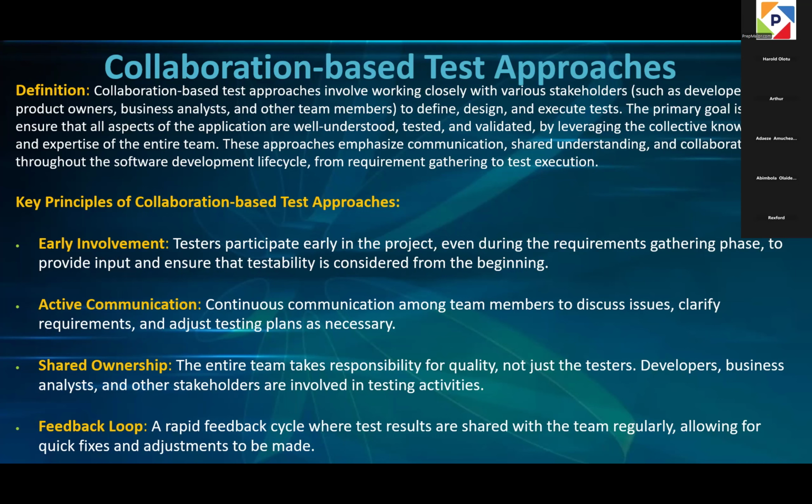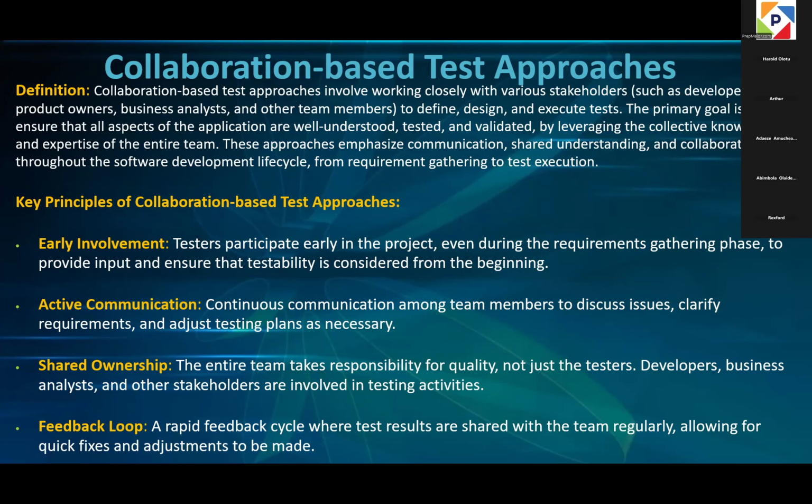Then another key principle is active communication. Continuous communication among team members to discuss issues, clarify requirements, and adjust testing plans as necessary. When I was looking at the state of testing blog, where you put in what is most a priority to your organization, the first priority that gathered the highest percentage was communication. So the ability for you to communicate with your team members is very, very key.